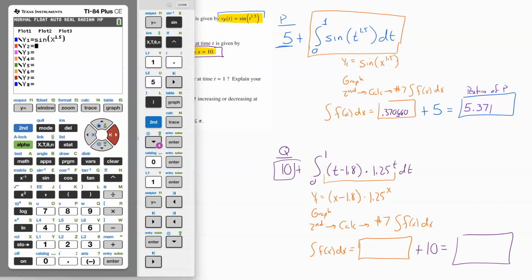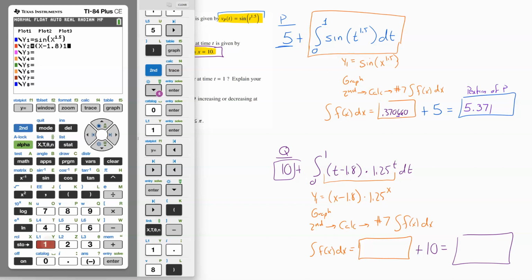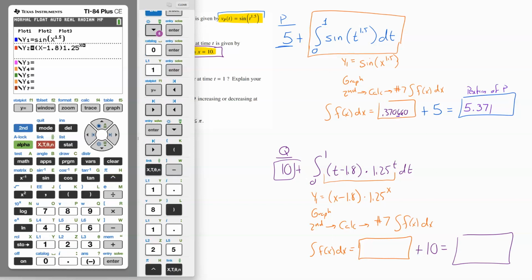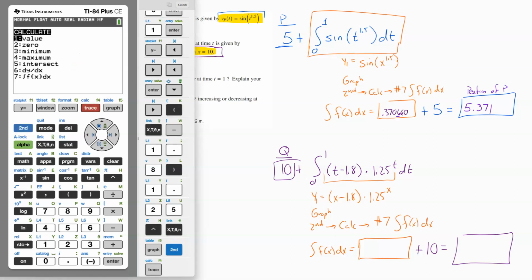It could save you some time typing equations in multiple times. So from here, I'm now going to use the Q equation. So that would be x minus 1.8, close that, and then 1.25 raised to the x. When I go to graph this now, you'll see that it just graphs that one equation. So I don't have to worry about the other equation. But in case I need it for parts B, C, or D, it's already in the calculator and I don't have to retype it. So now I will again hit second, calc, and then we will choose the number 7 option, integral of f of x dx.